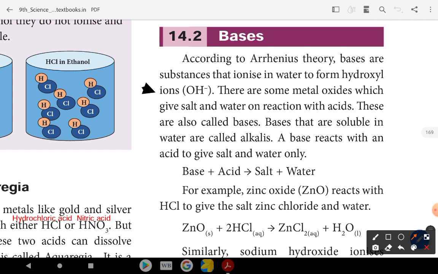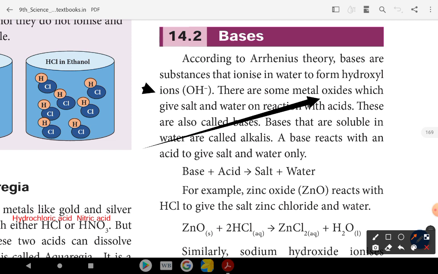There is another example. There are some metal oxides. Metal with oxygen is called metal oxides, which give salt and water on reaction with acids. What is he saying here? There are some metal oxides.